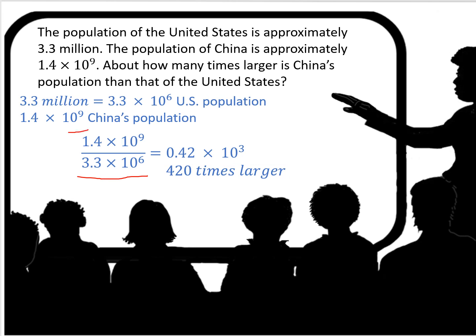We divide 1.4 by 3.3, we end up with 0.42, and we know when we divide with exponents that we subtract. So we're going to keep the base and subtract, and so that is times 10 to the third. Well, once again, that is a correct answer, but we need to expand it in order to answer the question. So for 0.42 times 10 to the third, we move the decimal point over 3 places, and we find that it is 420 times larger.